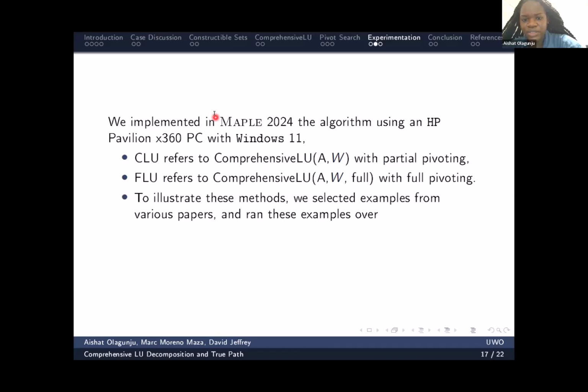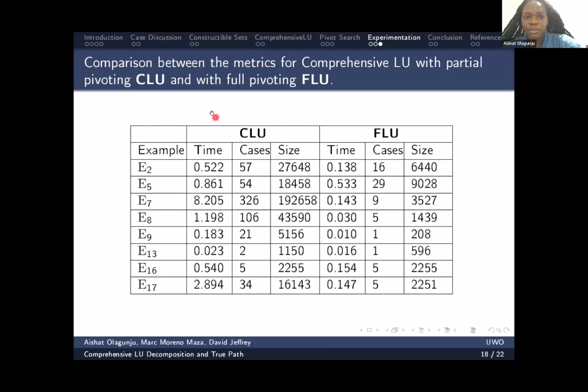To illustrate these methods, we have selected examples from various papers, and we ran these examples over the field of the parameters and an initially empty constructible set W, that is our given constraint. We end up with this table where we compare the metrics for comprehensive LU with partial pivoting and full pivoting. At first glance, you can notice that the computational time decreases with full pivoting. As a result, we have fewer cases when we use full pivoting, and our output reduces in size.